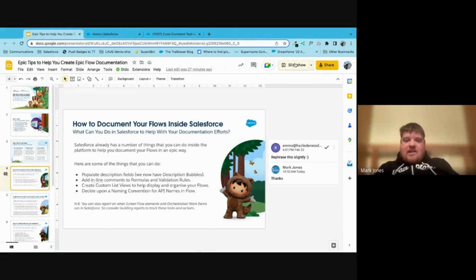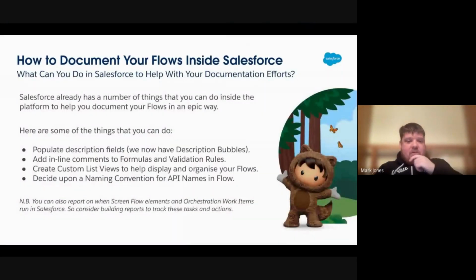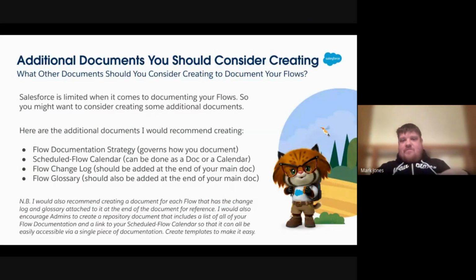So let's come back to the slides, and I will have a look at the Q&A in just a second, if there's anything coming up. So in terms of additional documents that you maybe should consider creating, I've put down on here a strategy for how you govern your flows and your flow documentation. So having that written down somewhere would be very helpful. And really, all that needs to be, in my view, is an overview of what's going to be in your documentation, how you're going to use that, and who's going to maintain it, and how all that kind of stuff works out.